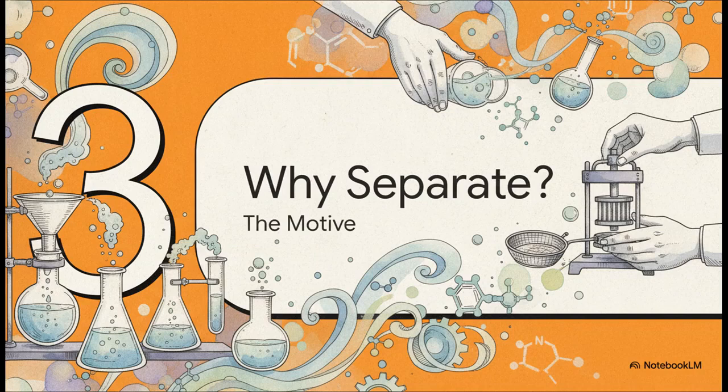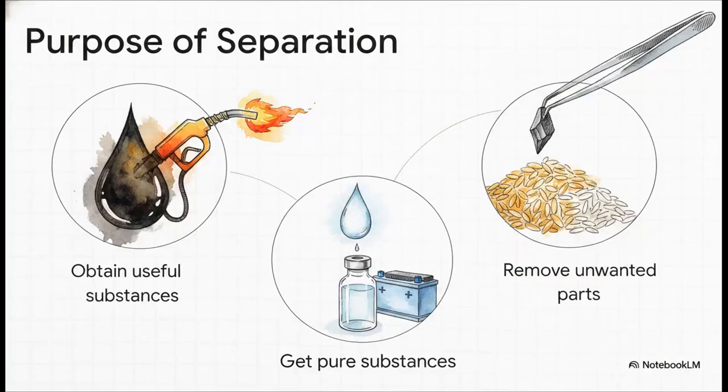Section 3. Why we separate mixtures. The motive. Okay, so what's our actual motive here? Why go through all the trouble of pulling these things apart? Well, out in the real world, we usually have 3 main goals. First, to get our hands on useful substances, like taking crude oil and separating out highly useful fuels like LPG, petrol, and diesel.